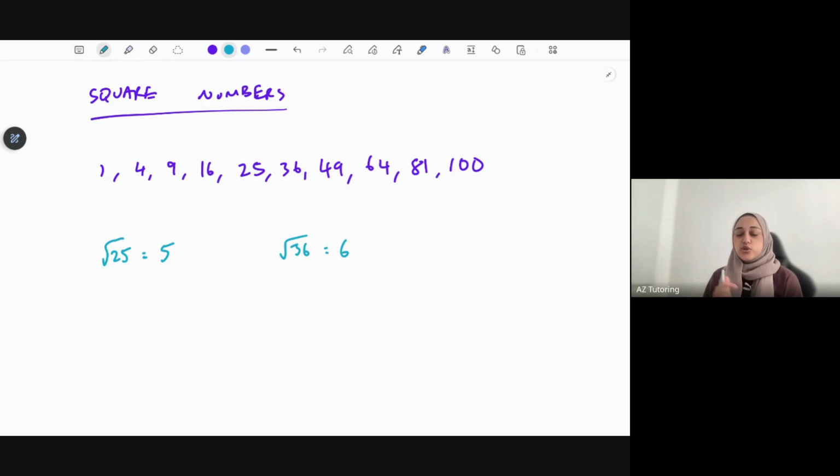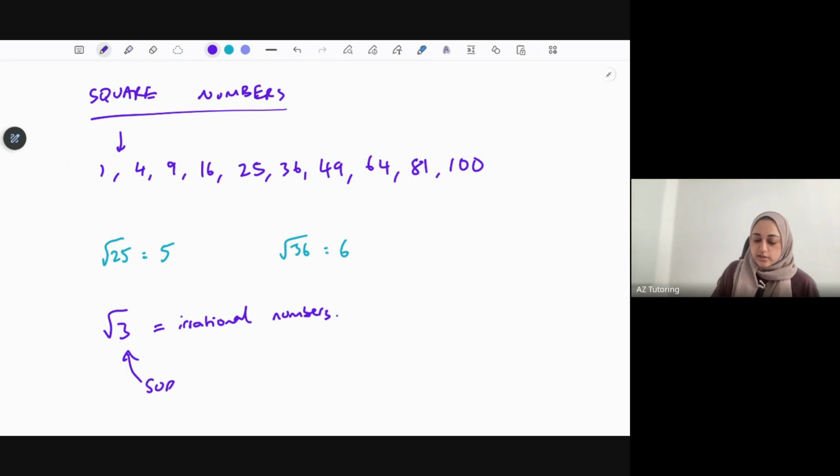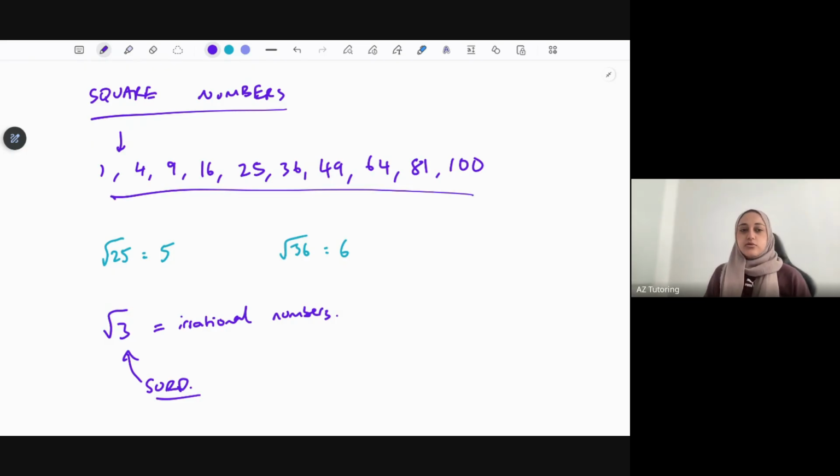However, if I square root something that's not a square number, so for example, over here, 3 is sat in between 1 and 4. So if I do root 3, that is an irrational number. It's a number that continues forever. If you put it in your calculator, change it to decimals, you'll see a really long number. So irrational numbers, they tend to be known as ugly numbers. They just continue forever. So in other words, this is a surd. So a surd is something that you square root that's not a square number.